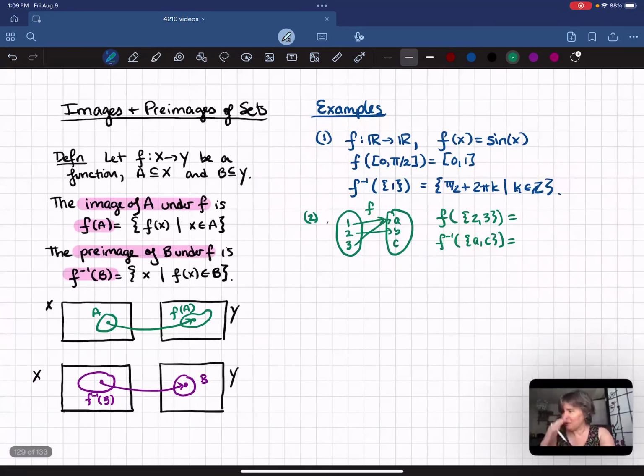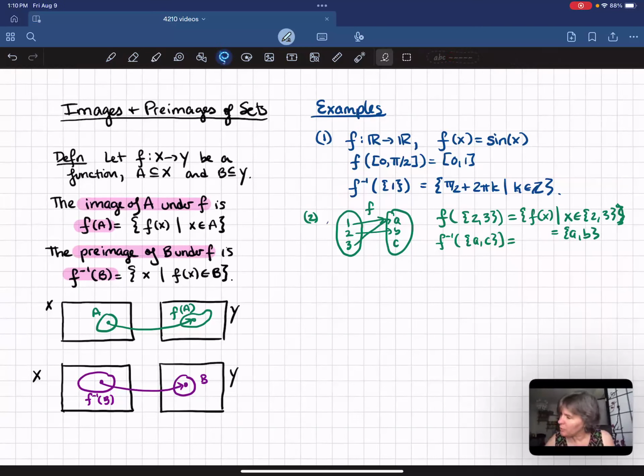Let's do the second example. For the second example, I just have a function that goes from the set {1, 2, 3} to the set {a, b, c}. And f of {2, 3} is the set of all f of x such that x is in {2, 3}. So that would be f of 2 and f of 3. f of 2 is b and f of 3 is a. And so this is {a, b}.